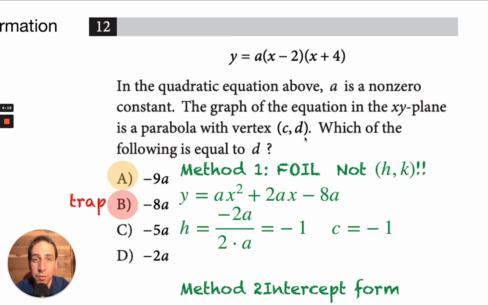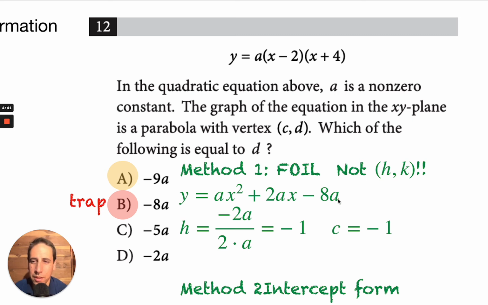It basically wants to know what is the y-coordinate of the vertex. And they're using different letters to confuse you a little bit. C and D, that's kind of unfamiliar. Here's method 1. If you could FOIL, for example, you get y is equal to ax squared. If you FOIL all that out, you get y is equal to ax squared plus 2ax minus 8a.